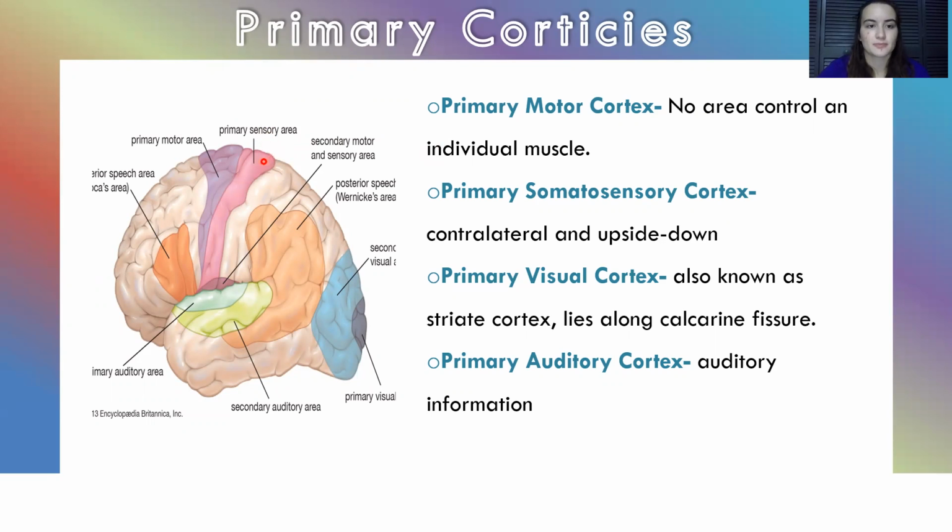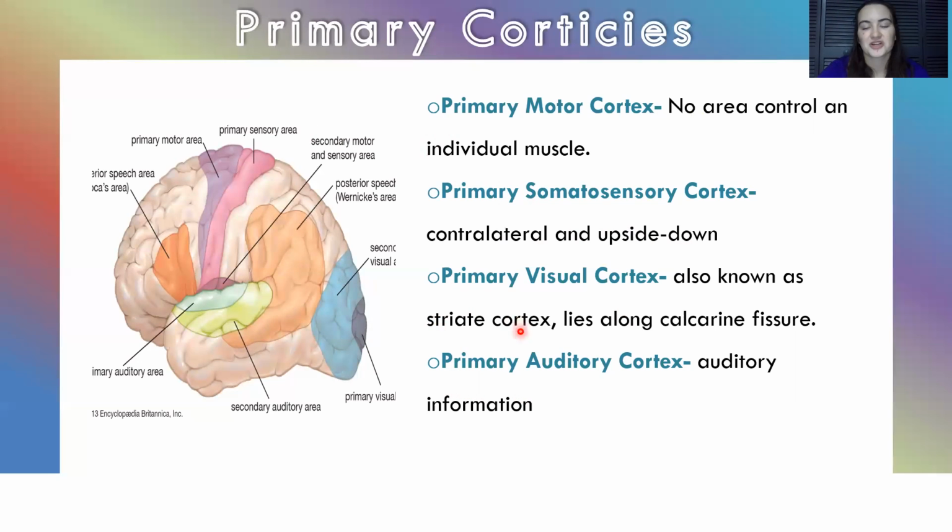Next, we're going to talk about this primary somatosensory cortex, or the postcentral gyrus, and it's going to be here in pink, and it's important for feeling sensations, such as pain. Next, the primary visual cortex is also known as the striate cortex, and it is here in blue. It lies along the calcarine fissure, and again, it's important for visual processing and information.